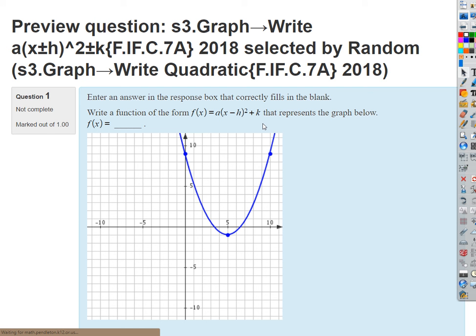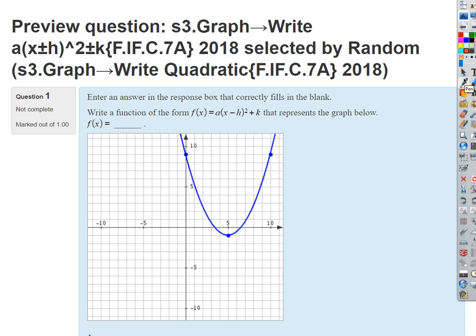Right? What are the easy ones to do here? H and k are simple, aren't they? Those are just the coordinates of the vertex, right? And the coordinates of the vertex are what? 5, -1. So that's just h and k, right? So we got those. But we got to do the vertical dilation factor, A.